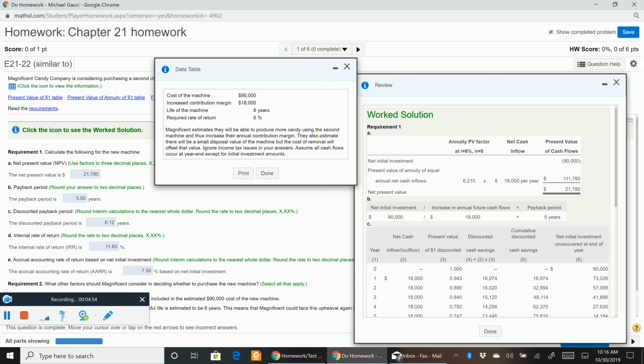It is called the present value of an annuity table. And the way these tables work, you are going to take a look at the columns at the top. Those are the percentage rates, and in this case, it is a 6% required rate of return. So I'm going to go to the column that says 6%, and I'm going to work down along the rows, where we have the number of periods. So I'm going to go to the row where it says period 8, and the 6% column. And the factor that I find is right here, 6.21.